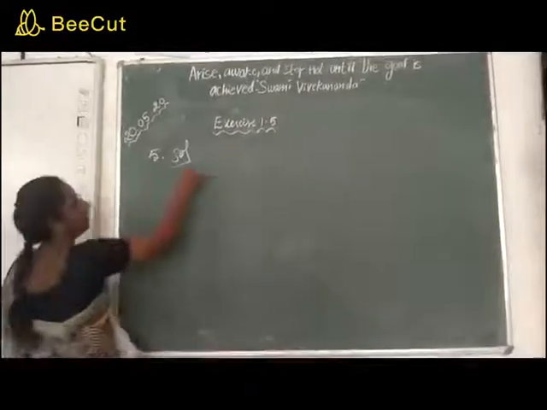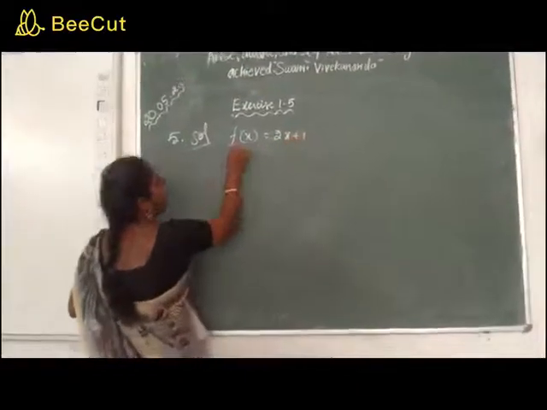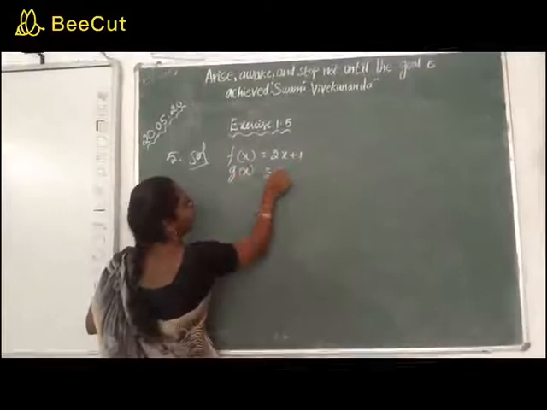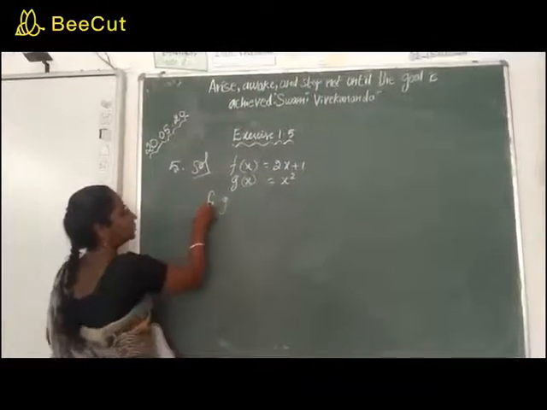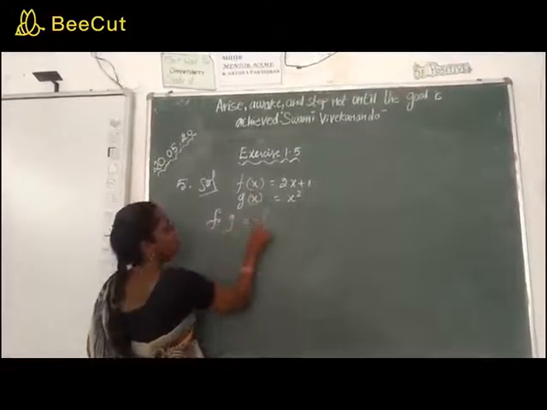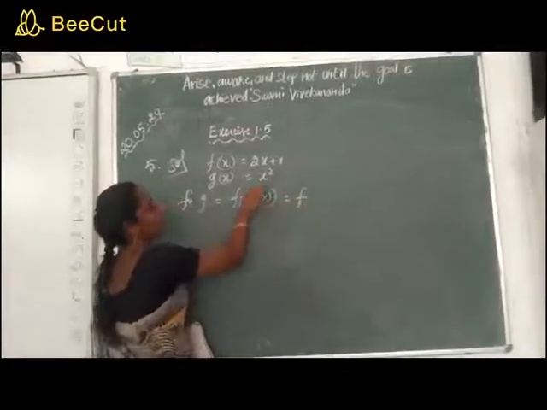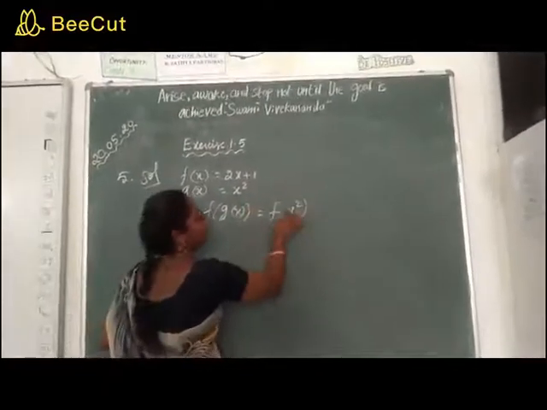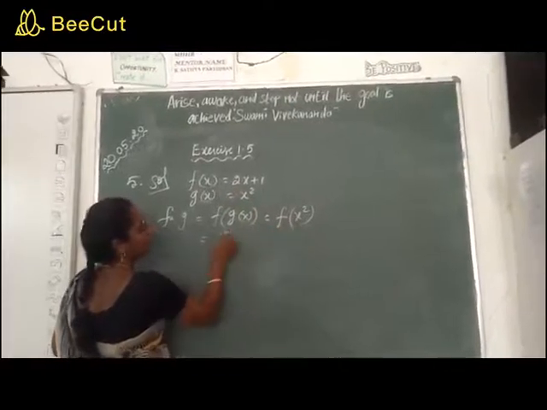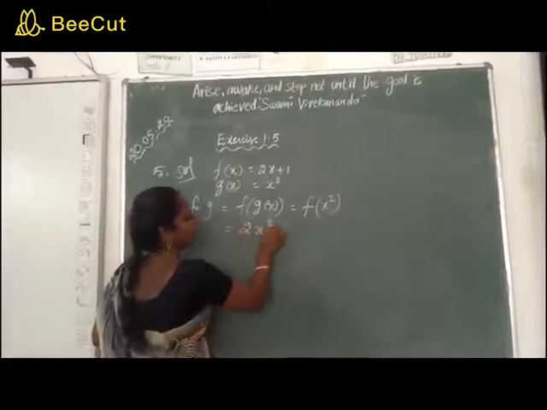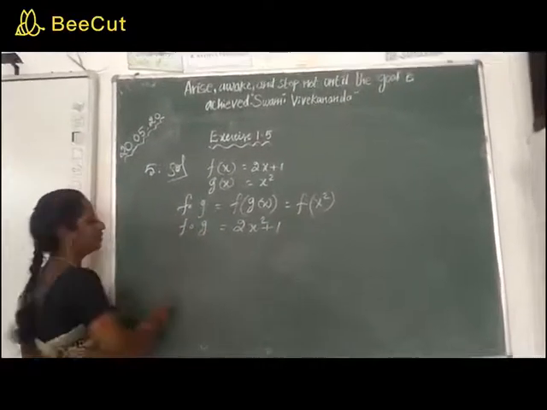Take f(x) = 2x + 1 and g(x) = x². Let us find the value of f∘g. Now f(g(x)): the value of g(x) is x², and we have to substitute it in f. So in place of x we replace x². So the answer is 2x² + 1, the value of f∘g.